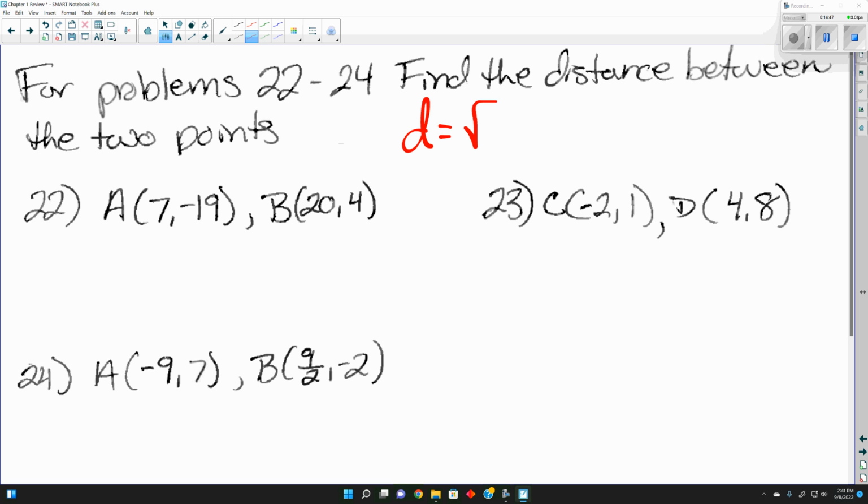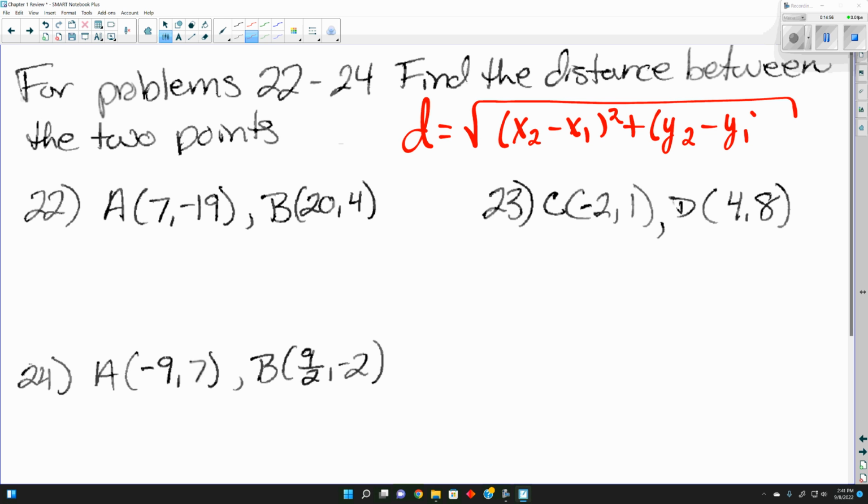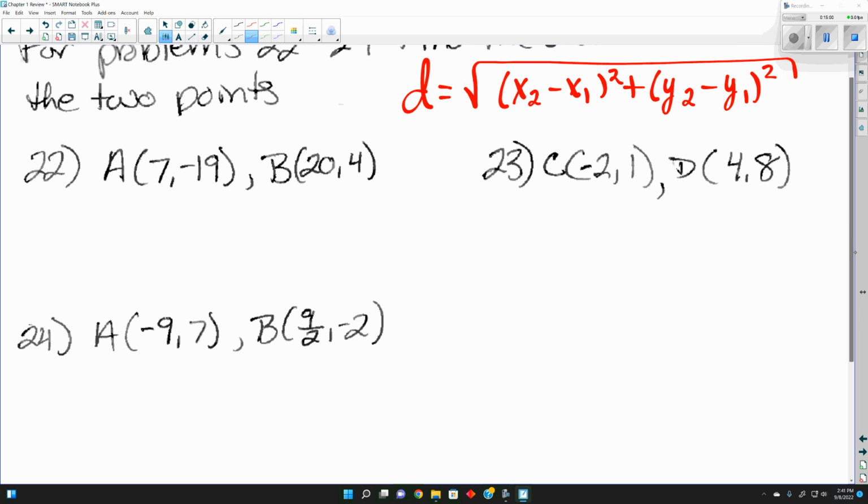Now again, distance formula: x2 minus x1 squared plus y2 minus y1 squared. We're going straight from the formula for these here. Now for 24, you could write it underneath it. I'm going to write it to the side so I still have the formula for y'all to be able to see. We're subtracting the two x values from each other.